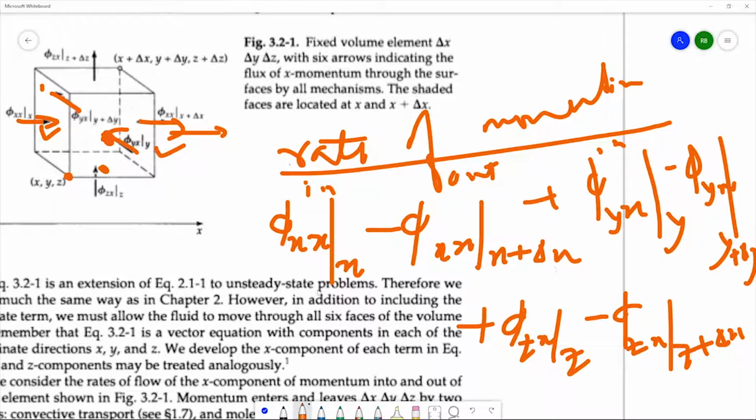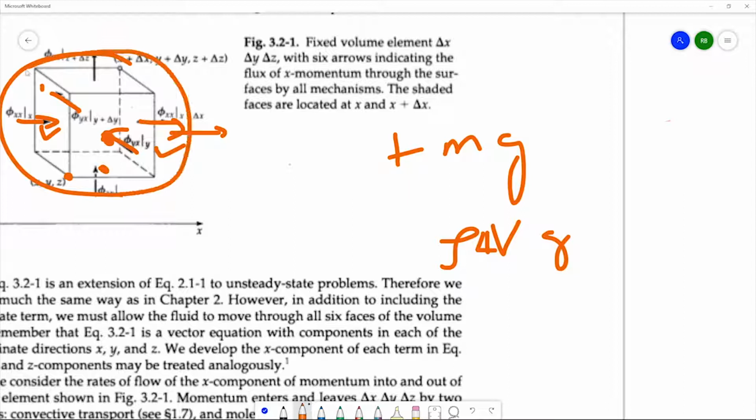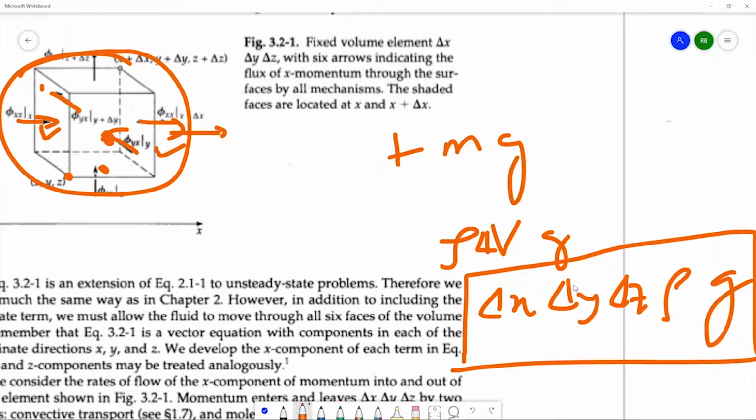This is the rate of momentum in and out for all the three directions. Okay. Then what is the force? I have to calculate the force. So here the only force that will be active is the gravitational force, right? So you have to calculate mg, where g is the acceleration due to gravity. What is mass? Mass is nothing but rho into delta V, right? What is the volume of this small element? This is delta x, delta y, delta z, because we're using rectangular coordinates. So we have delta x, delta y, delta z, and rho g. This is nothing but the force due to gravity. Okay.